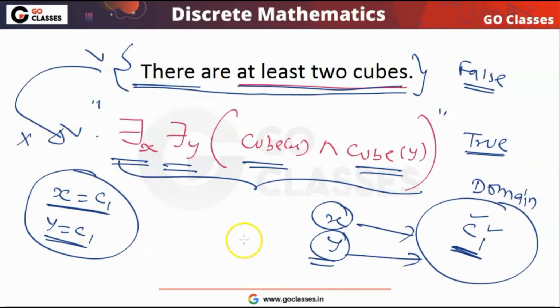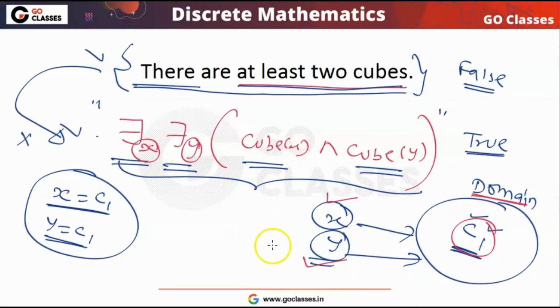So what is the problem here? The problem is very simple. Just because we are writing x and y, that does not mean that they are different, because the domain of x is this and the domain of y is also this. So variable x can point to C1 and variable y can also point to C1. That is the problem here.